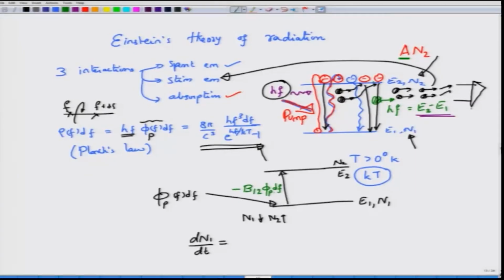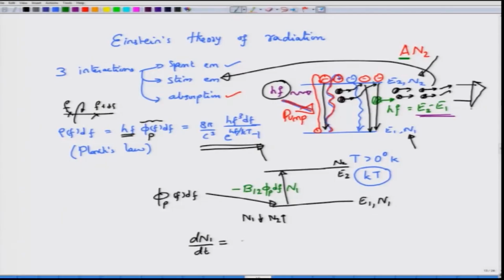Of course, this is the photon density, and B12, as you have guessed, is called the Einstein B coefficient. This only tells you how the pump photons are being absorbed, but how many actually leave the ground state E1 is proportional to N1 itself. So, the expression that I have written in green color here, which is minus B12 phi p df N1, stands for absorption and contributes to the decrease in the population level N1.